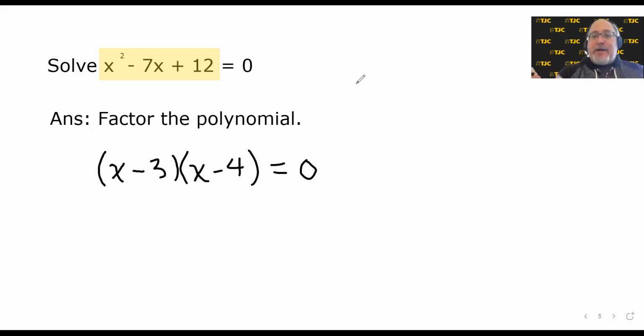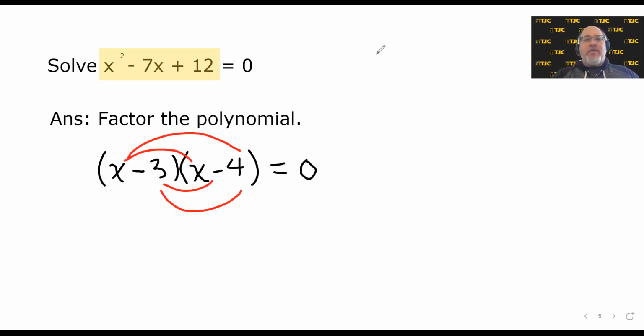You could check this by foiling this out: first, outside, inside, last. The outside term would give negative 4x. The inside term would give negative 3x. Those would combine to make the negative 7x in the middle. And then the last product, negative 3 times negative 4, would give positive 12. The first part of the product here would just give the x squared.